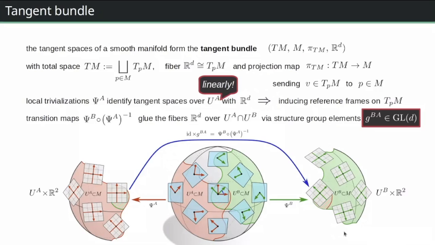And so how does that relate to G-structures? So first of all, these local trivializations identify our tangent spaces in a linear way with our fibers R^d. Since these are vector spaces, you want to preserve that structure, and then you demand that your trivialization is linear. And then your structure group elements will be general linear group elements, if you make that assumption.